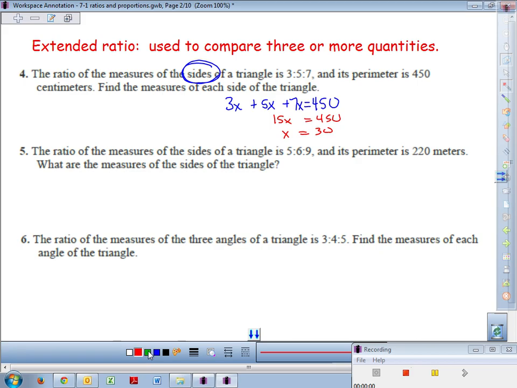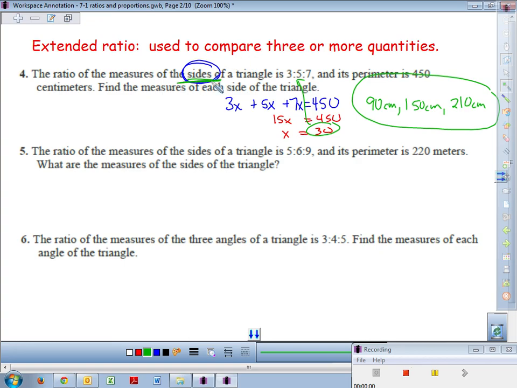But x is what we call the common multiplier. That's like how all 3 sides relate to each other. There's some sort of factor of 30 in there. To find the 3 side lengths, you take this common multiplier times every number in your ratio. So 3 times 30 is 90 centimeters is one of the side lengths. 5 times 30 is 150 centimeters, and then the last one is 210 centimeters. And they should all add up to be 450 in this case.